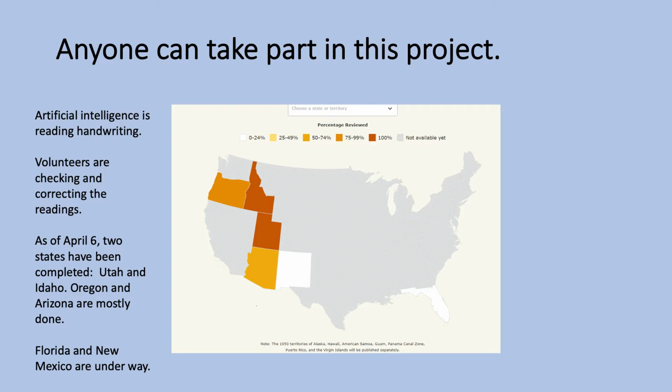Anyone can take part in this project. And right now, as I say, volunteers are checking and correcting the readings. As of yesterday, two states have been completed, Utah and Idaho. They're the ones in the dark shade of whatever color that is. I'm colorblind. And then Oregon and Arizona are mostly done, and Florida and New Mexico are underway. I did some indexing for Florida.